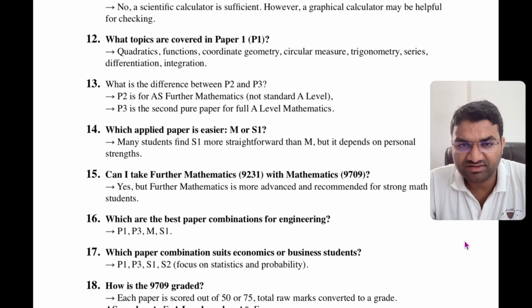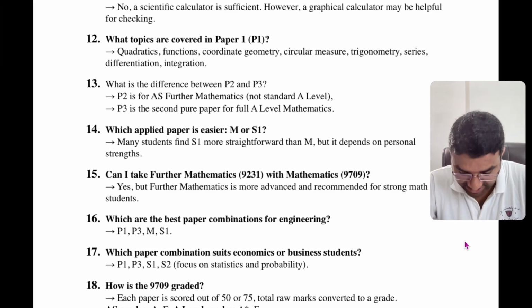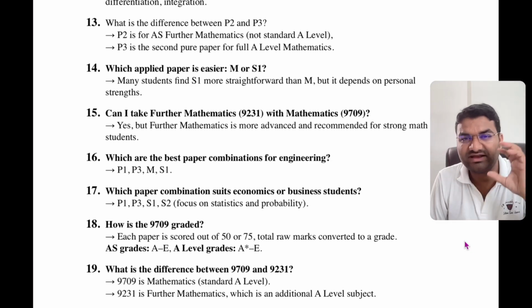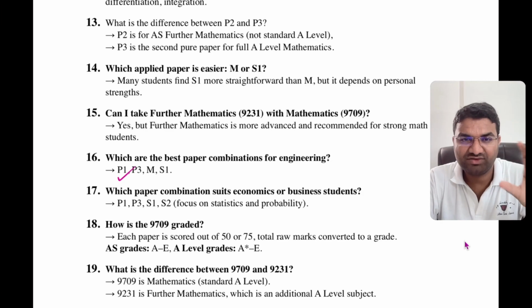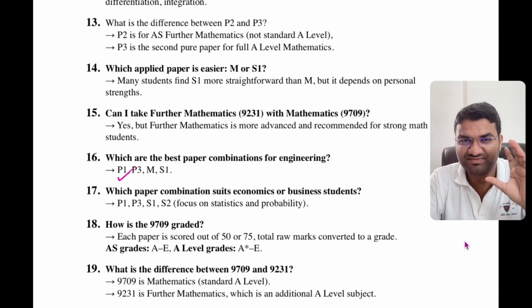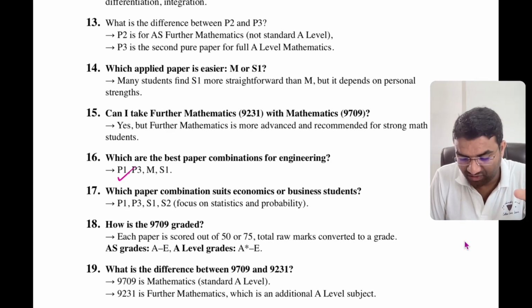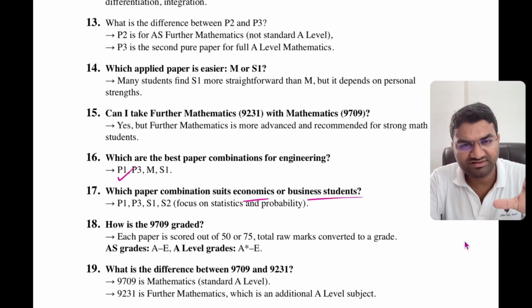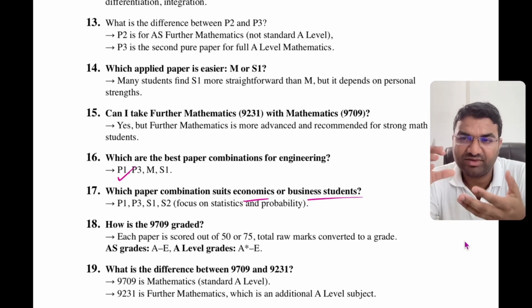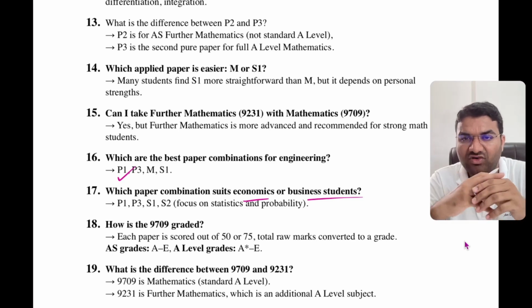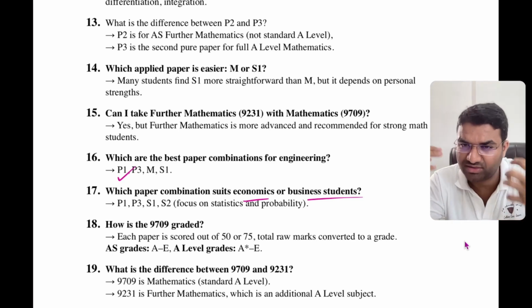Then next, which is the best combination for engineering? This is also a question asked most of the time. Here, I would say it's simply P1, P3, mechanics, and statistics one. That would suit you very well for engineering. And for economics and business students, I would say P1, P3, S1, S2, because S1 and S2 focus more on the statistics and probability part. The basic topics are necessary for economics or business students. They have to analyze a lot of data.